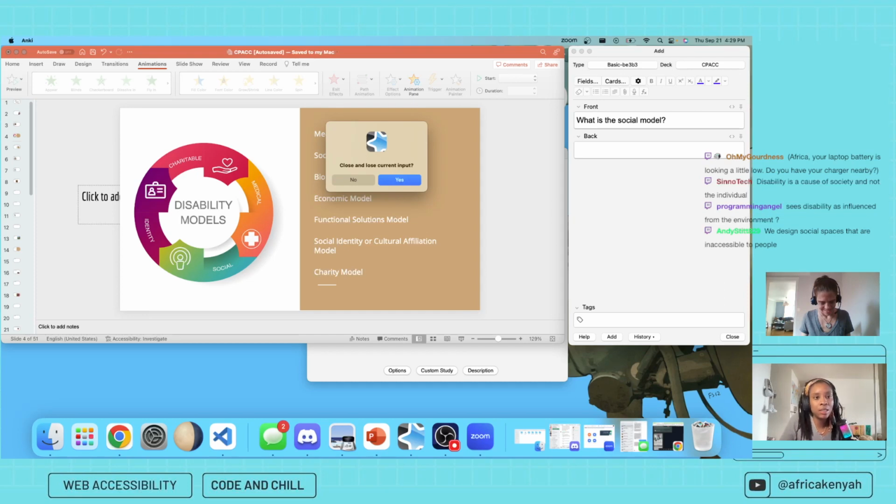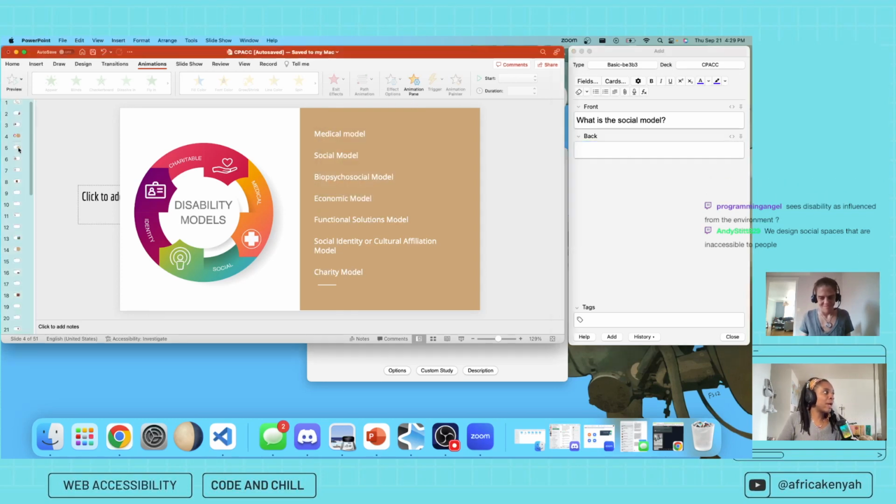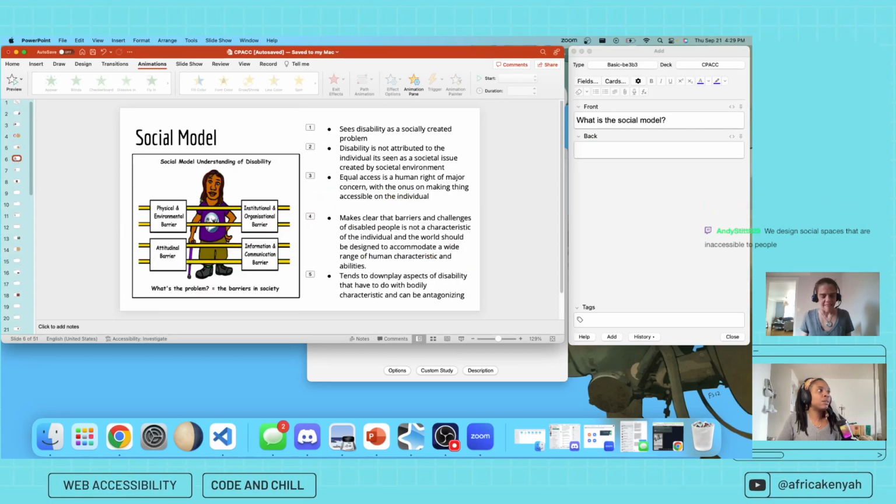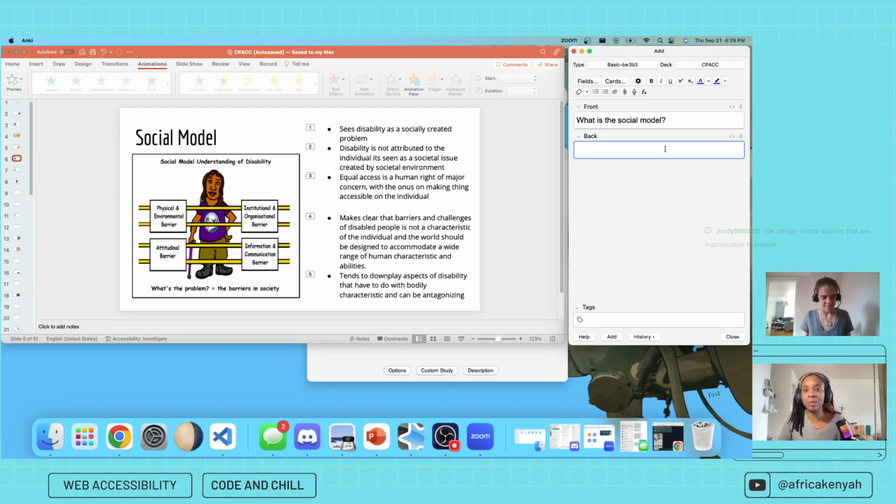All right, so Andy's Tit said we design social spaces that are inaccessible to people. Programming Angel said it sees disability as influenced from the environment. So, the social model, if we go back, sees disability as a social problem that society has created, probably seeing it as a problem to begin with and then creating barriers, right? Happy Joy Joy said social models put the ball in society's court. Accessibility isn't an individual problem, rather it's caused by society. We need to address things so they are accessible for all, not just the majority. I'm gonna copy and paste that. Thank you. That's what's up. Perfect. Love it.